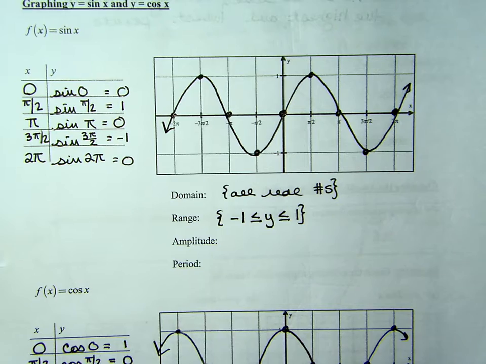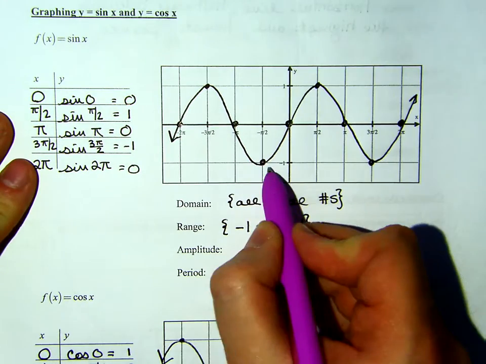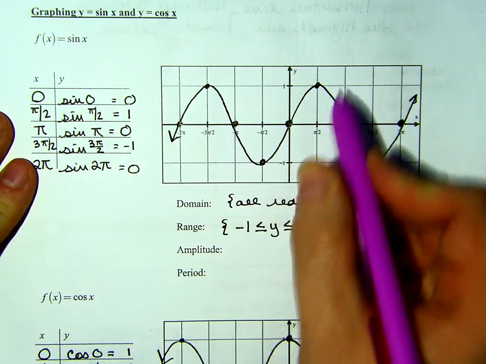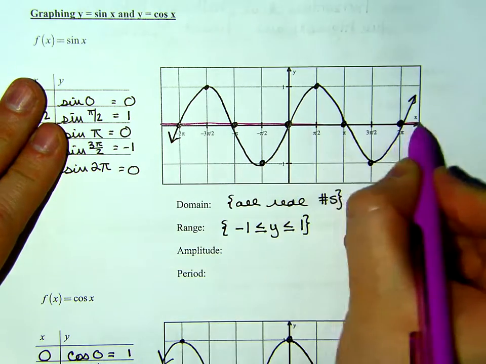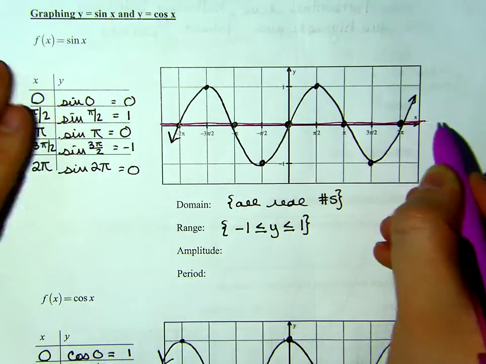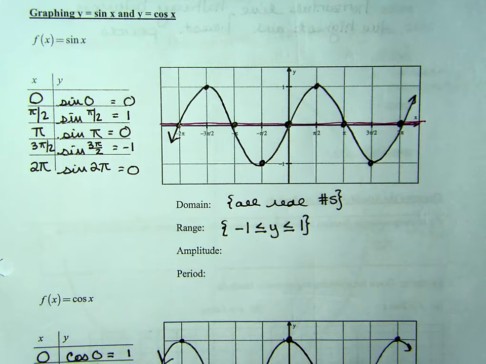Katie: zero. Because my lowest y value was -1 and my highest was +1. What's halfway in between those? Zero. So in this case, it's right on the x-axis.